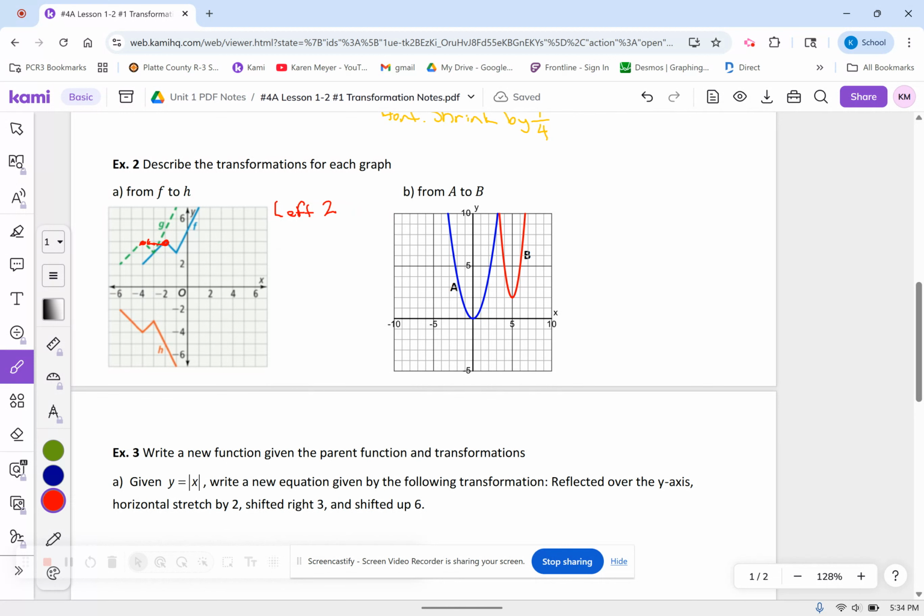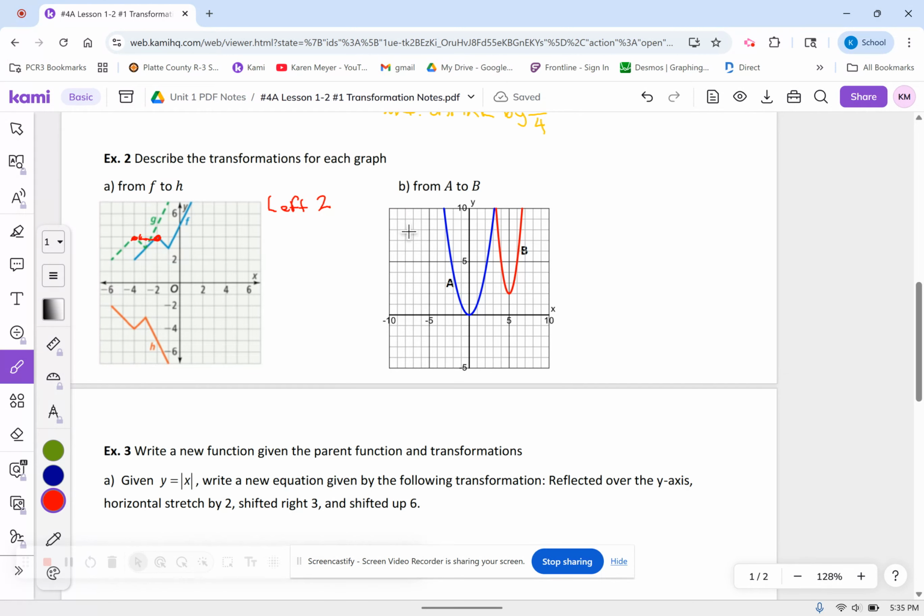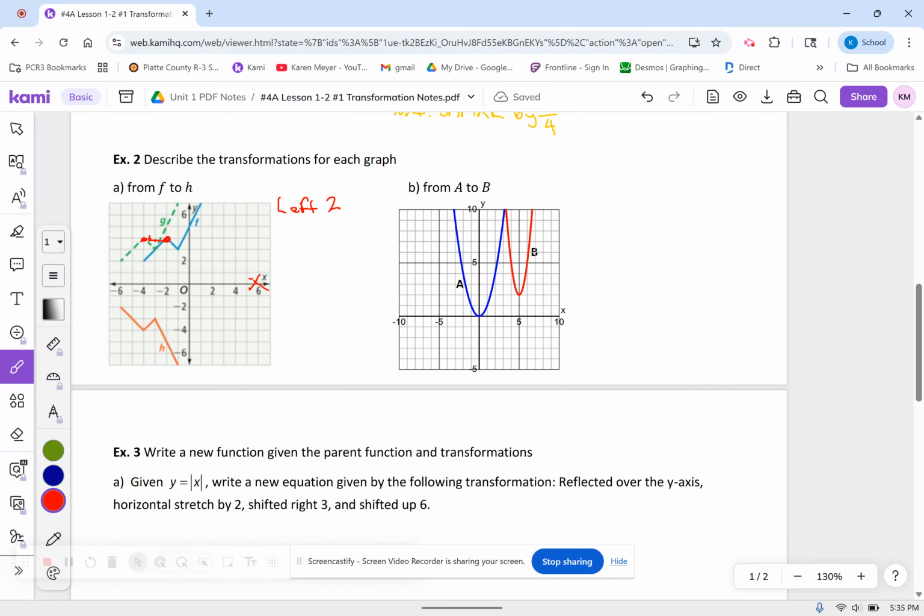So now what I have to do is figure out how to make my G become my H. And to me it looks like if I just take G and flip it over, then it should match H. So what do I have to flip it over? Well, I would have to flip it over the x-axis. And anytime you're flipping something over the x-axis, you're basically saying it is a reflection over the x-axis.